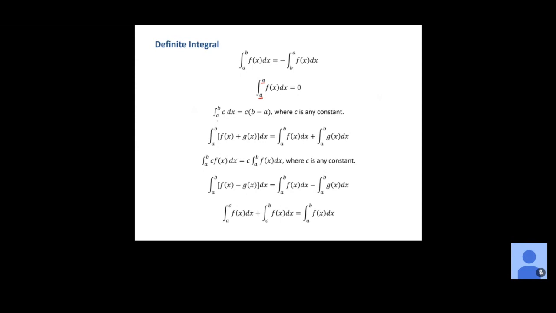Now the next one here says the integral from a to b of c dx, where c is a constant, is going to be equal to c times b minus a. Now let's think about why that is. I'm going to actually graph this one. What would the graph of c look like? So you just had c as a constant. What would that graph look like?